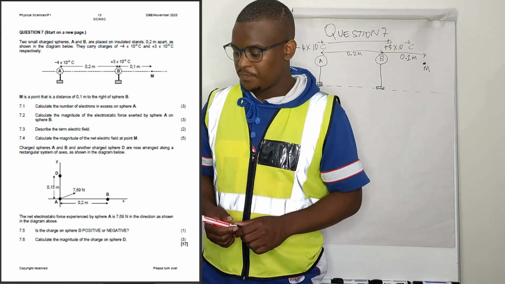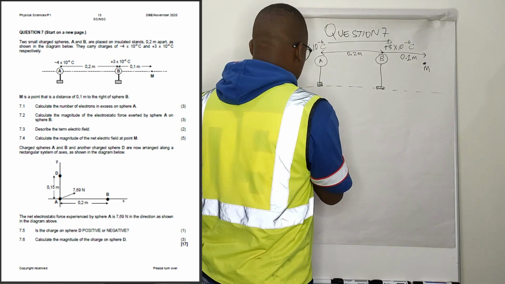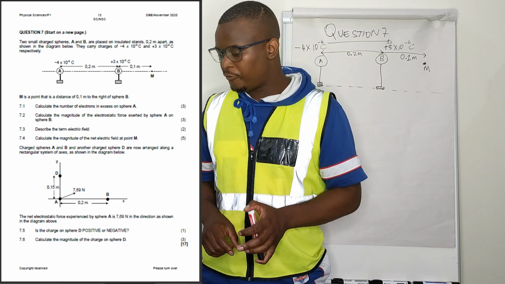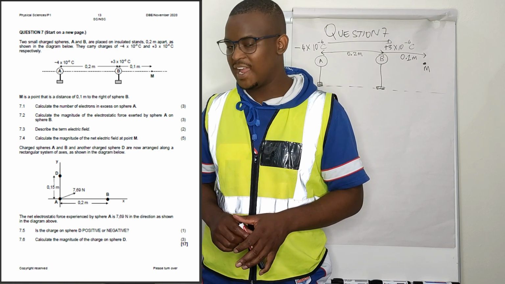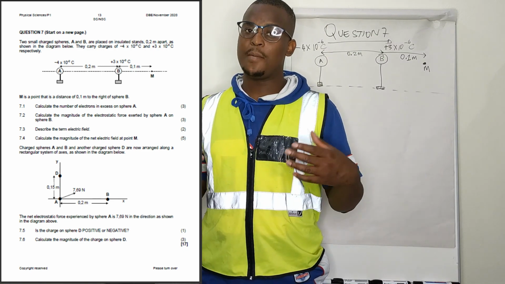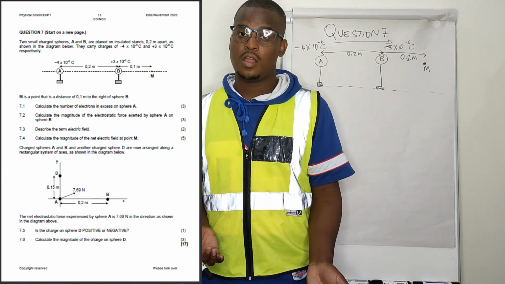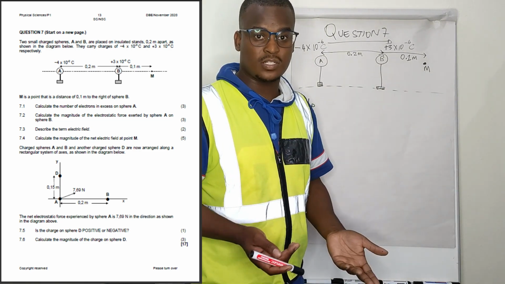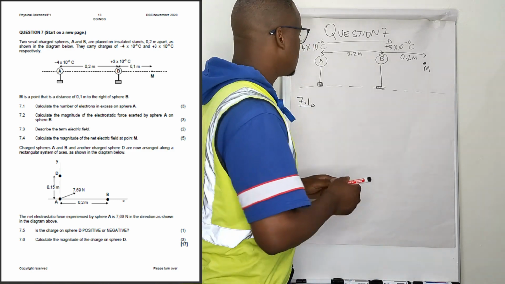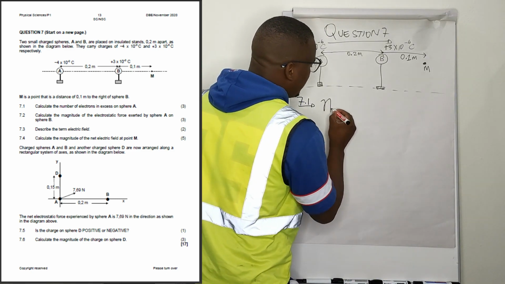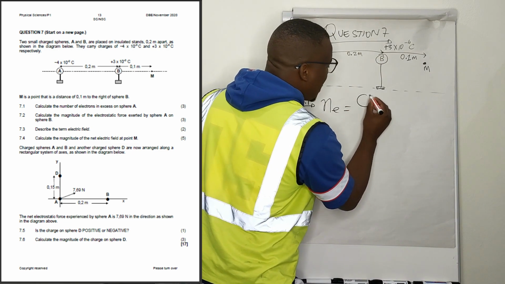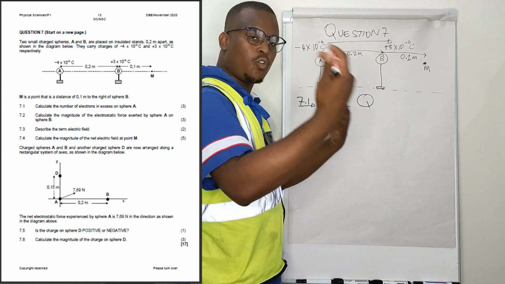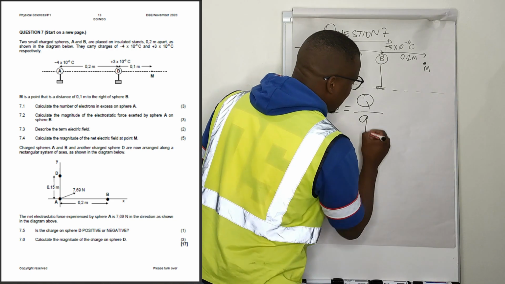Okay, let's continue. 7.1, first question. Let's read it. Calculate the number of electrons in excess on sphere A. So now they want you to calculate the number of excess electrons on sphere A. How do you calculate the number of excess electrons on a negatively charged sphere? It's easy. Our number of electrons is equal to the charge which contains the extra electrons divided by the electron charge.